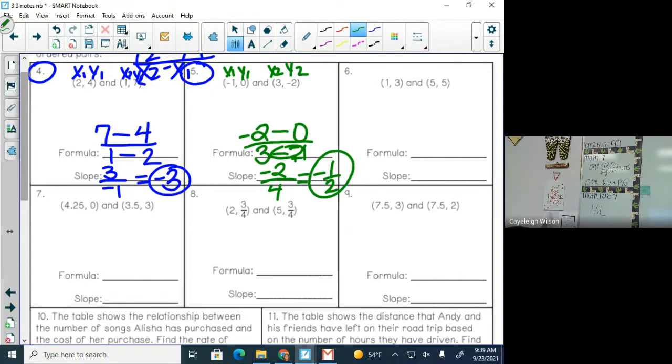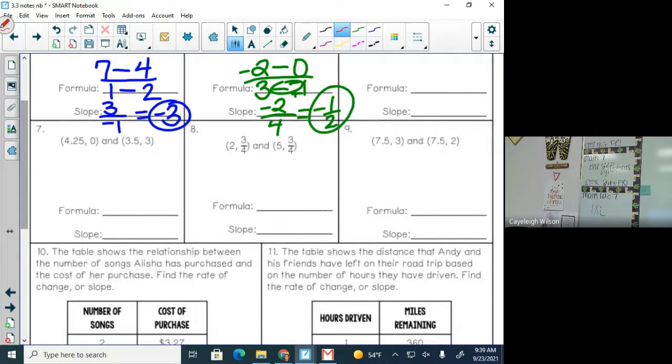So on that bottom there, that's typically a common mistake that people make. The formula says that it's x2 minus x1. So since x1 was negative, it was minus a negative, which changed it to plus a positive. Okay. All right. We're going to do number 8.